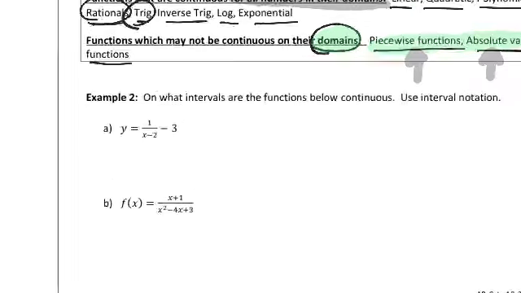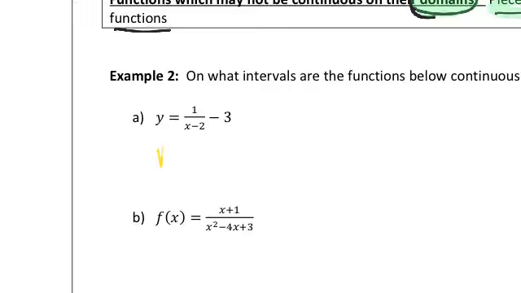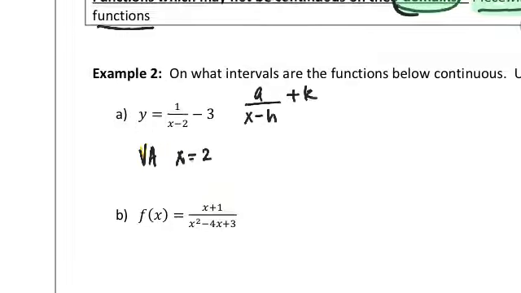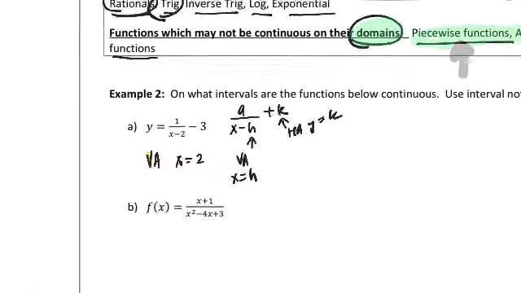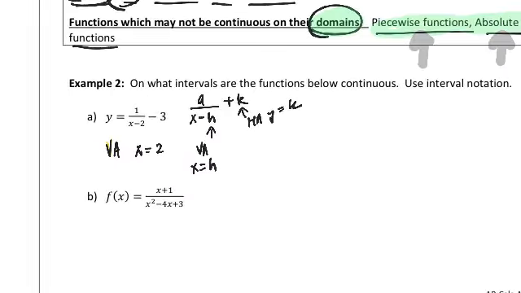Okay, so example 2 says, on what intervals are the functions below continuous? Use interval notation to answer, right? So you do these problems mainly using pre-calc skills, I would say. This one has a vertical asymptote at x equals 2. So that means you can see that it's a transformation of a over x minus h plus k. It's one of those rational functions. You're going to have a horizontal asymptote at y equals k and a vertical asymptote at x equals h. And so we're going to be continuous on the interval.